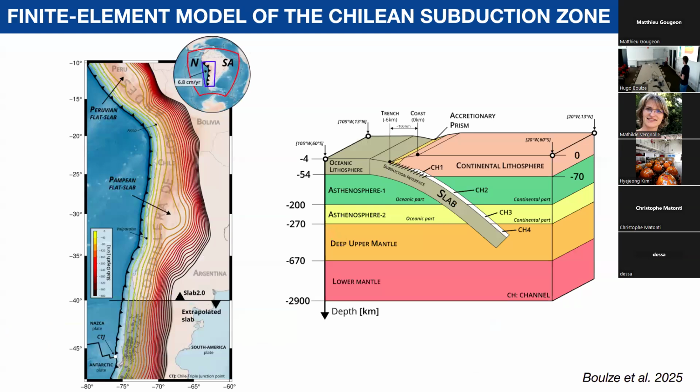And for the model, I'm using a finite element model of the Chilean subduction zone. Here you have the different geophysical regions in my model. In particular, the dip of the slab follows the Slab 2.0 model all along the Chilean subduction zone.